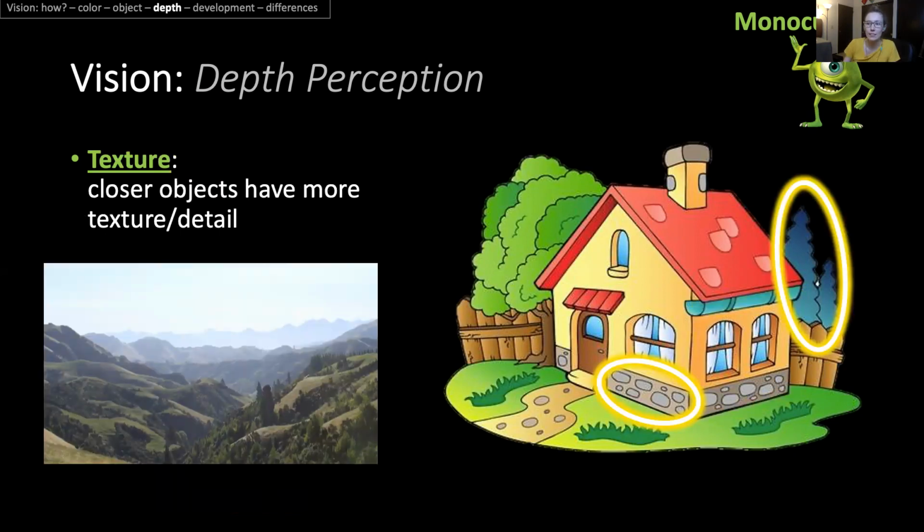Another cue is texture. We know that closer objects tend to have more texture visible to us, more detail, than farther away objects. For instance, in this very cloudy landscape scene, you're able to pick out trees and grass brushstrokes up in the front, but the back is just one solid gray shape. So we see more texture up front than we do up back. In the same way, in this cartoon, you're seeing more texture with the stones than with the solid color trees in the back. So closer objects tend to have more texture than farther away objects.